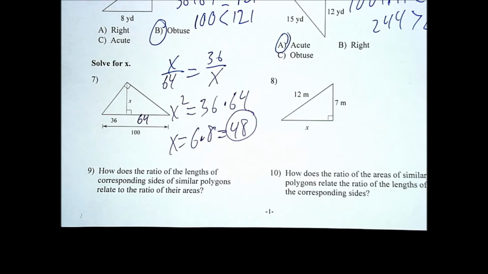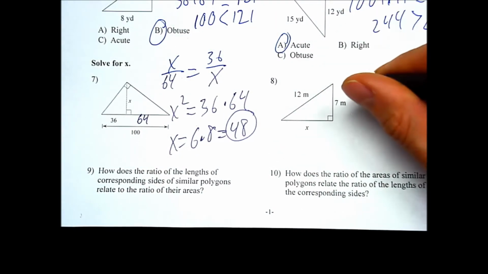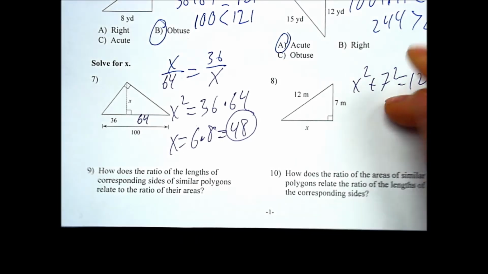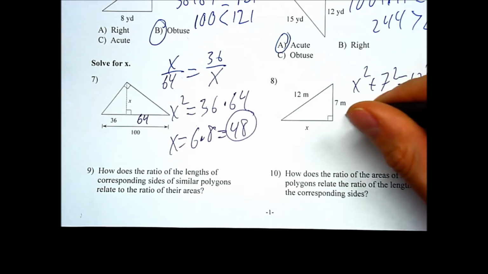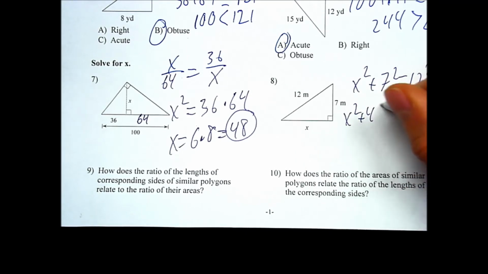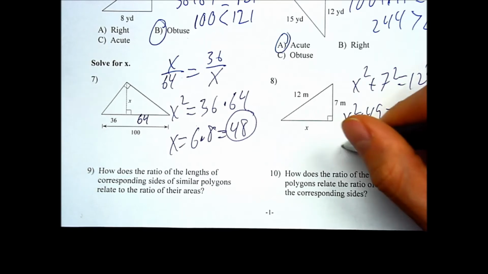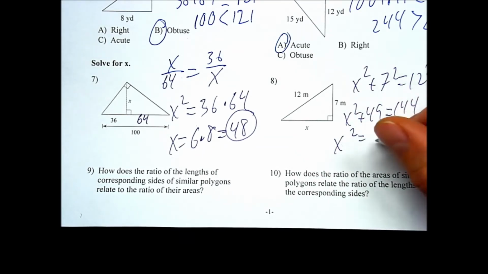Next one, Pythagorean theorem. We are looking for a leg, so we are going to subtract here. So it's going to be x squared plus 7 squared equals 12 squared, but we are subtracting because we're solving for x. So I'm going to subtract the 12 squared and the 7 squared here. So x squared plus 49 equals 144. Therefore, x squared is equal to, well, 49 from 144 is 95.